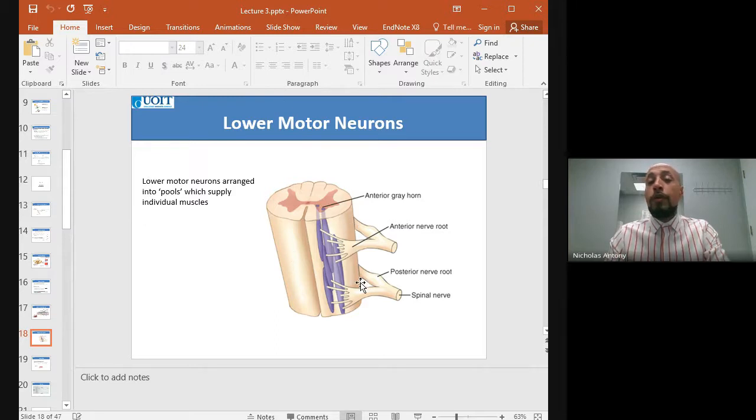The alpha motor neuron and the motor unit and the muscle fibers attached to the motor unit. That alpha motor neuron is also called the lower motor neuron. So the upper motor neurons are starting off in our motor planning areas. The lower motor neurons are starting off the spinal cord and then exiting out and attaching to the muscle fibers.